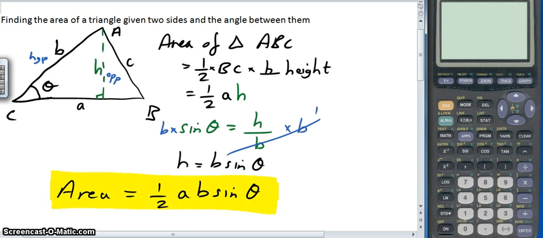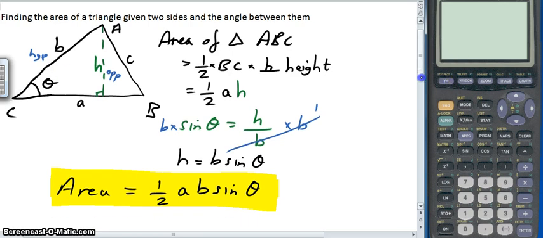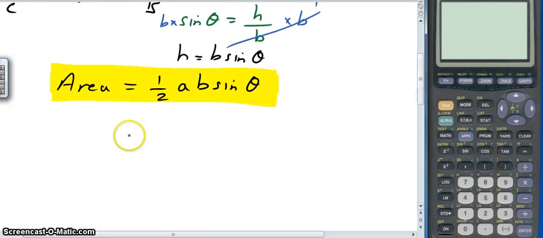Alright. Now, as you can see from that, we've got A and B and the angle. If you look at the title, finding the area of a triangle given two sides and the angle between them. Okay? Alright.